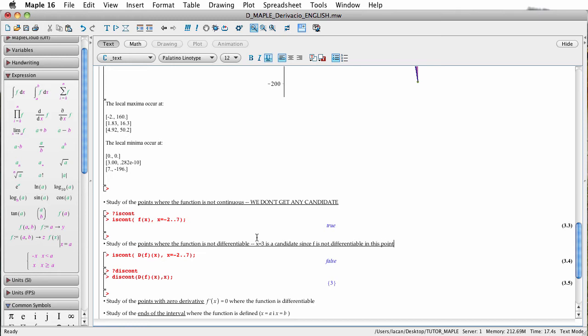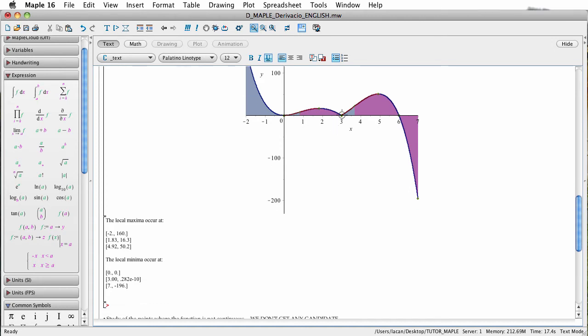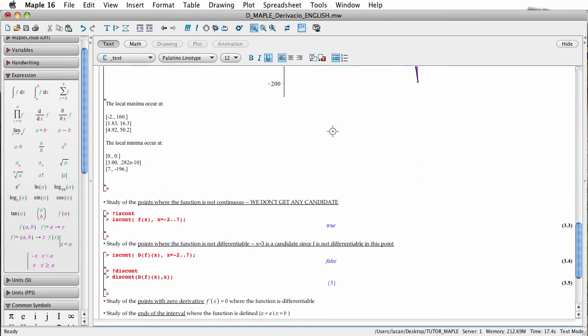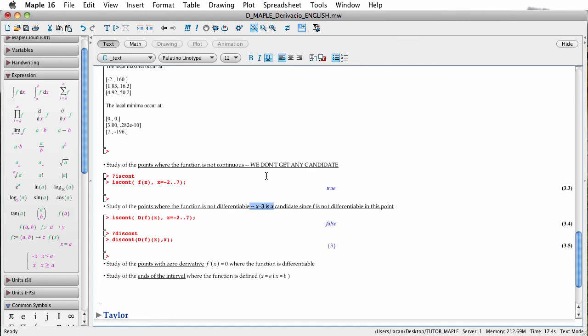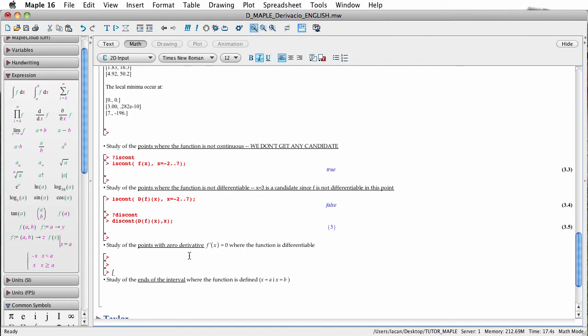Okay, if you look at the plot, you can see that here we have a peak. So having a peak, the slope from the left and the slope from the right do not coincide. So this is a point where the function is not differentiable. So we already have one candidate. Now, points where the derivative is 0.